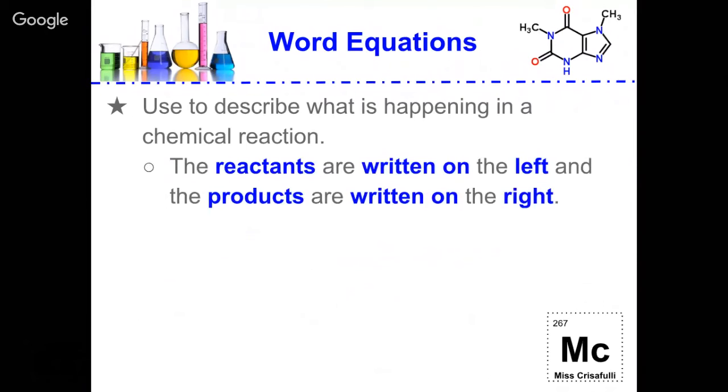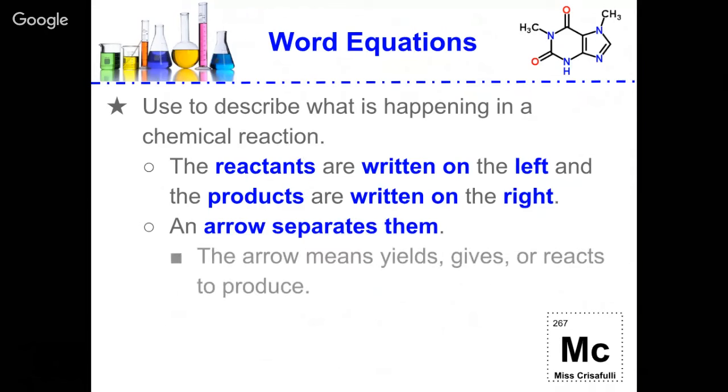The reactants are written on the left and the products are written on the right, and an arrow is going to separate them. The arrow means yields, gives, or reacts to produce. So again, reactants are going to go on the left, then our arrow, and then products go on our right.